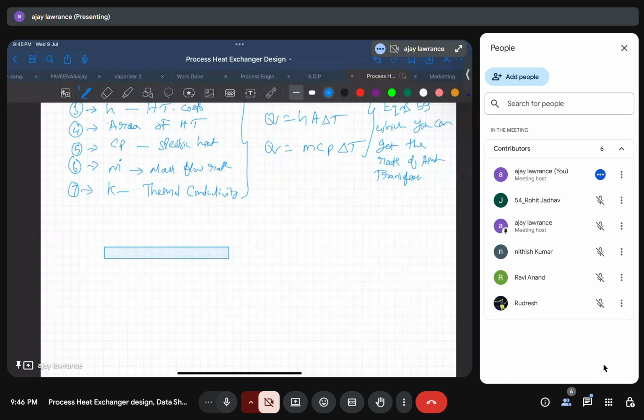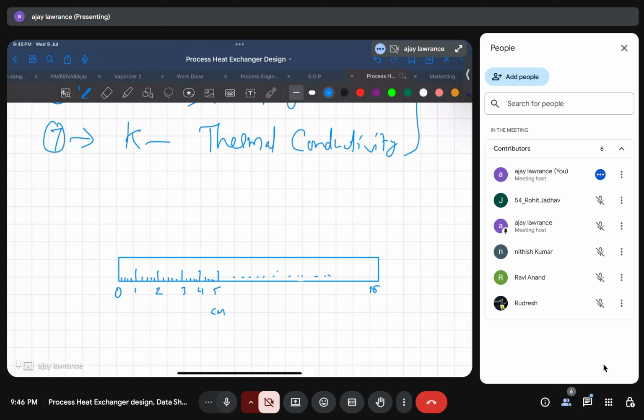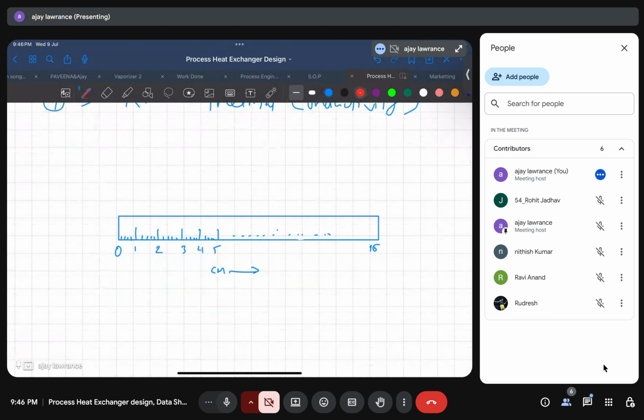There is a scale, a steel scale, a normal scale marked 0, 1 centimeter, 2 centimeter, 3 centimeter, 4 centimeter, 5 centimeter, up to 15 centimeter. What you're doing is you are keeping a candle here, and you are heating this part, exactly at the 0 centimeter part.